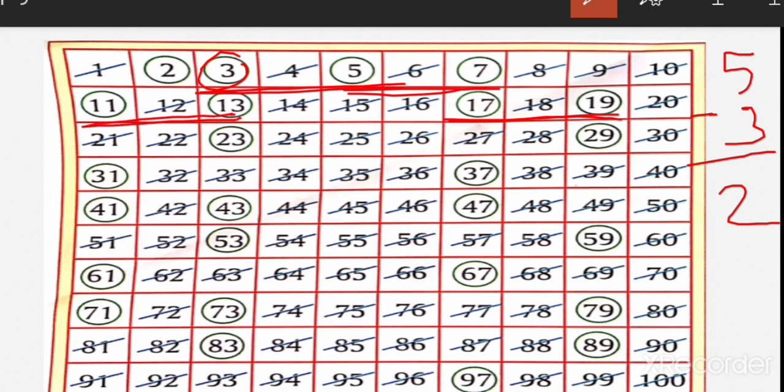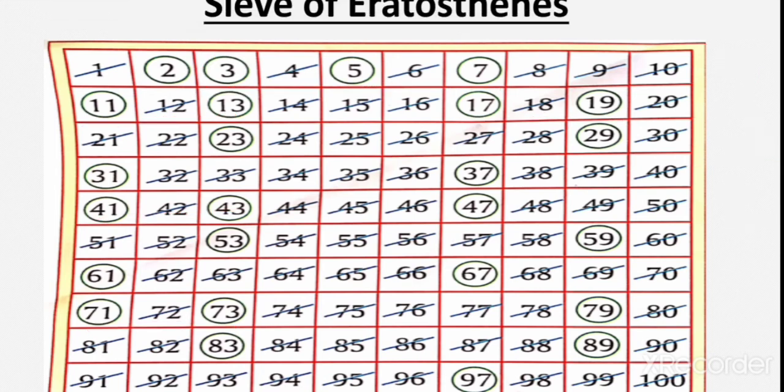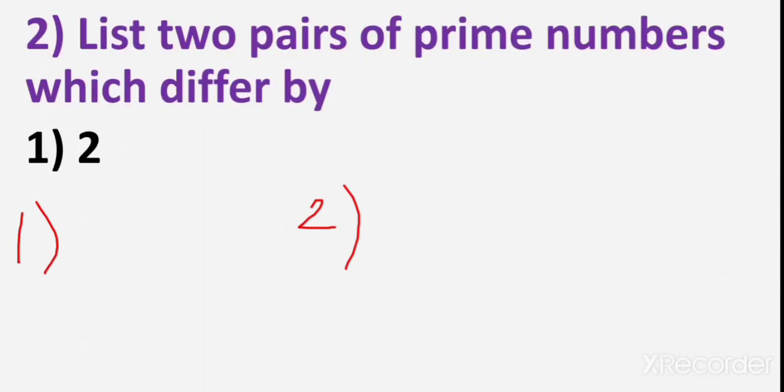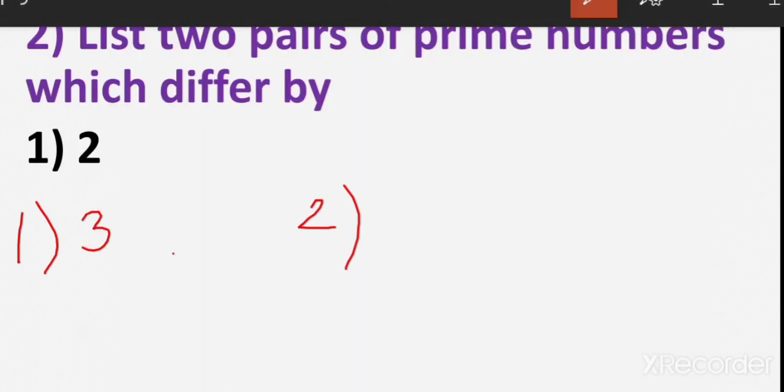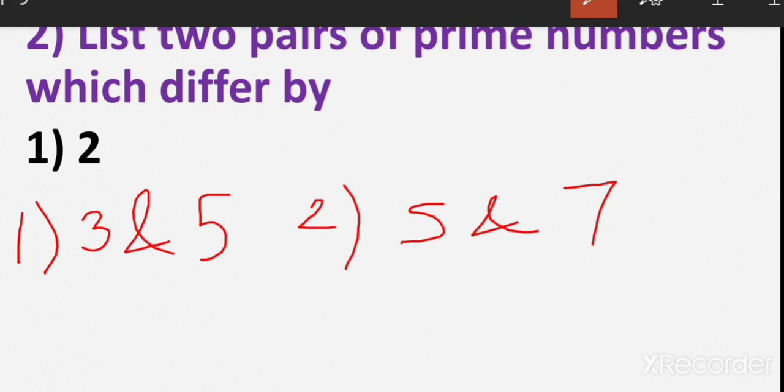So we have to find any 2 pairs of numbers which differ by 2. So there are many pairs. We can choose any 2 pairs. See here. 41 and 43, 43 minus 41, we are going to get 2. 71, 73 is also one pair. Right? So we can write any 2 pairs. So I'll write 3 and 5. And the next pair I can write 5 and 7. You can write any 2 pairs of prime numbers which differ by 2.